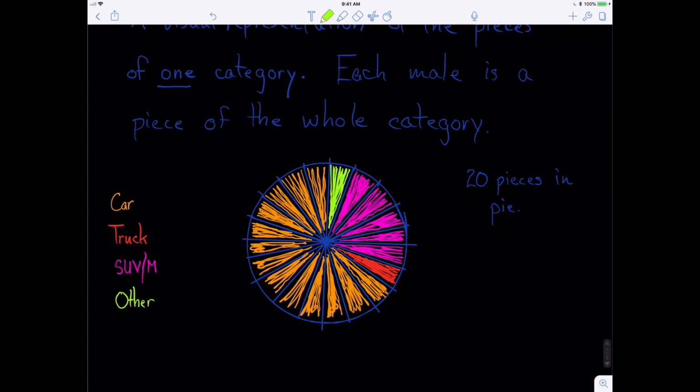And there you go. There is our pie graph. And so remember, a pie graph is a way to represent the pieces of an entire category.